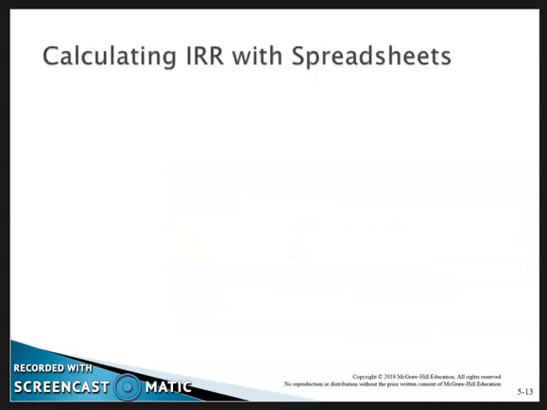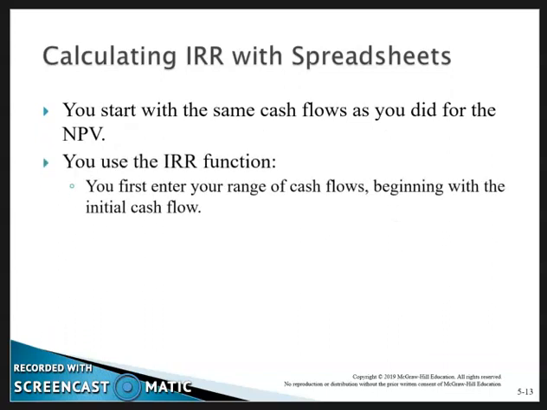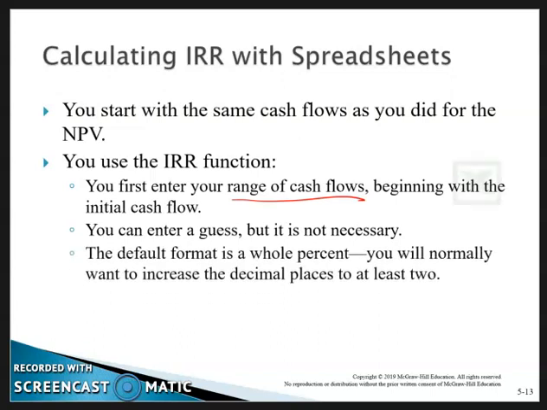Calculating IRR with the spreadsheet. You start with the same cash flows as you did for NPV, and use the IRR function that I mentioned. The first thing you do is enter the range of cash flows, starting with the initial one, and then you can enter a guess, but you do not have to. The default format is whole percent, so you would normally want to increase the decimal places to at least 2.